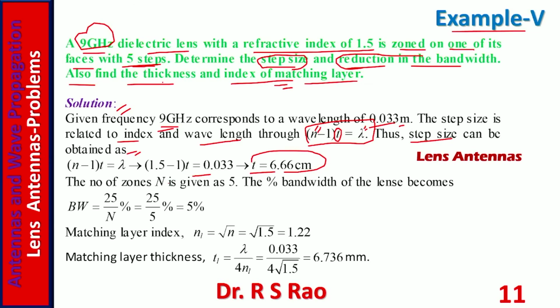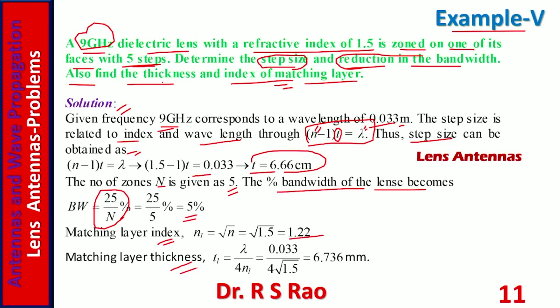The number of zones N is given as 5. So percentage bandwidth of lens becomes 25 over N percentage. N is 5. Therefore, bandwidth is 5%. Matching layer index is the square root of N. N is 1.5. Therefore, index of matching layer is 1.22.